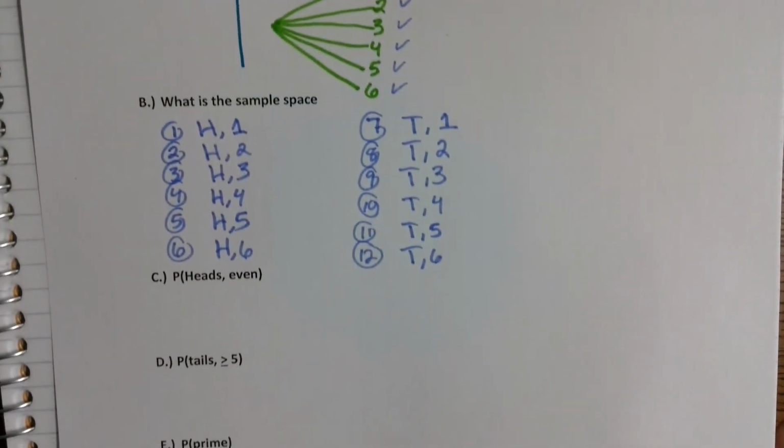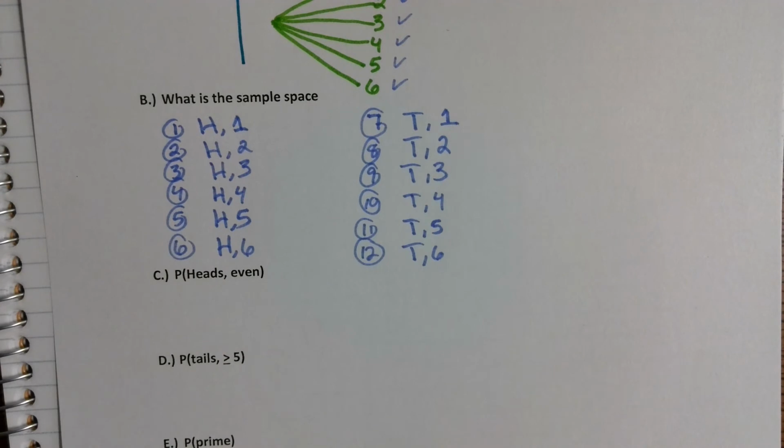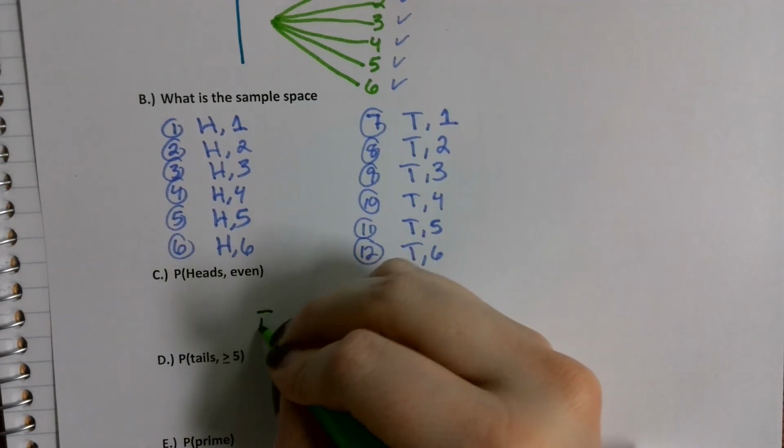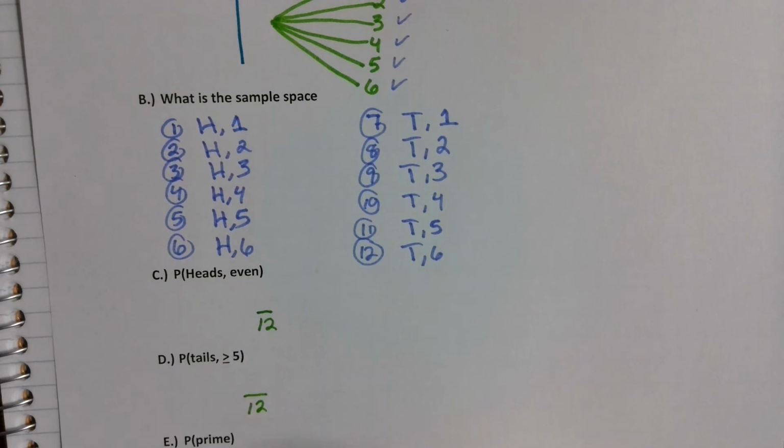Okay, so let's start asking some questions, answering some probabilities based off of what we see up here for the sample space. So again, we've got 12 outcomes here. So I know every one of my probabilities is going to start off with the denominator being 12 because that's my total number of outcomes.